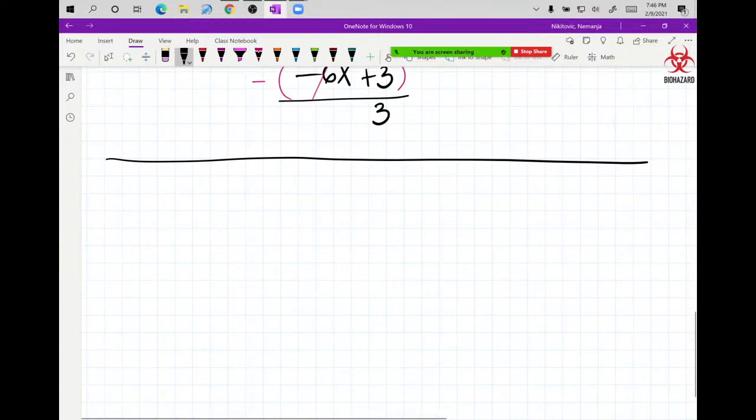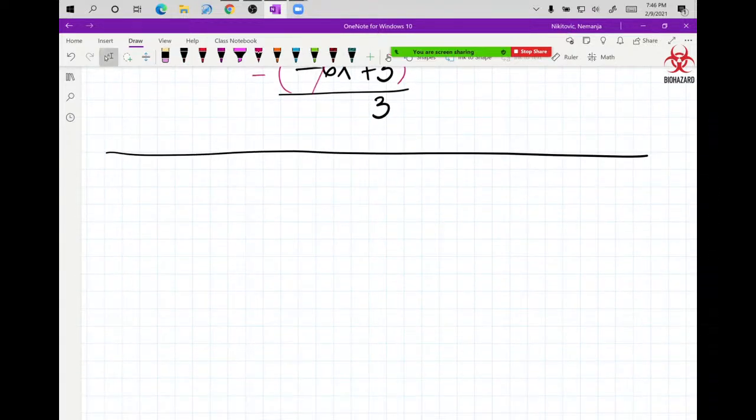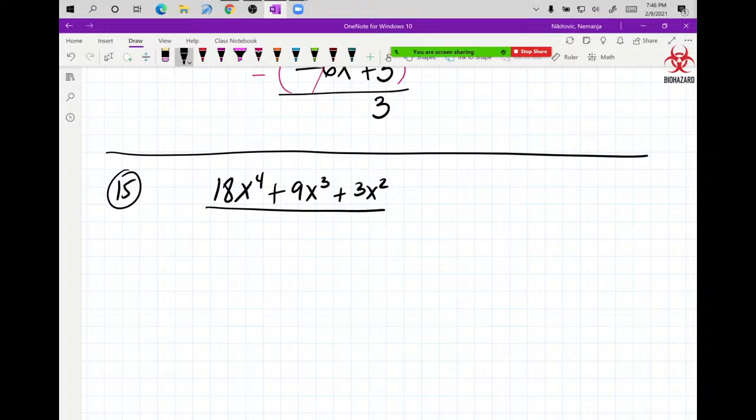Let's take a look at another one. Now let's see this 15 I mentioned before, which I skipped. They say 18x to the 4 plus 9x cubed plus 3x squared divided by 3x squared plus 1. So this is the way they phrase the question. We all know that the fraction is just division.